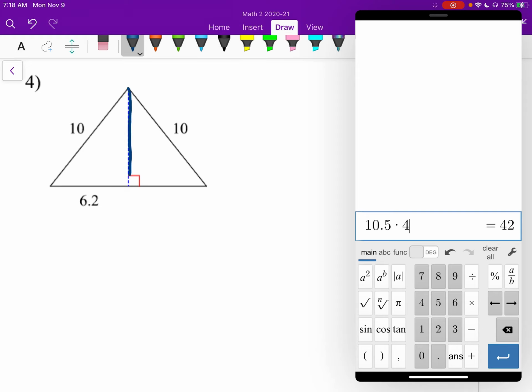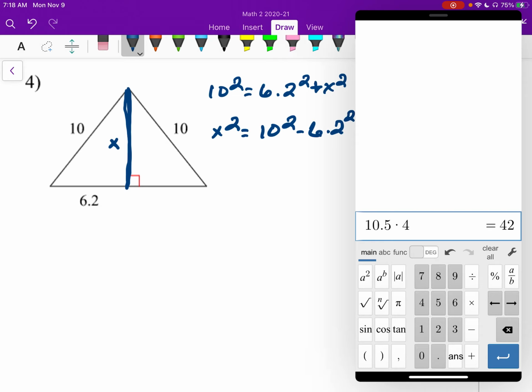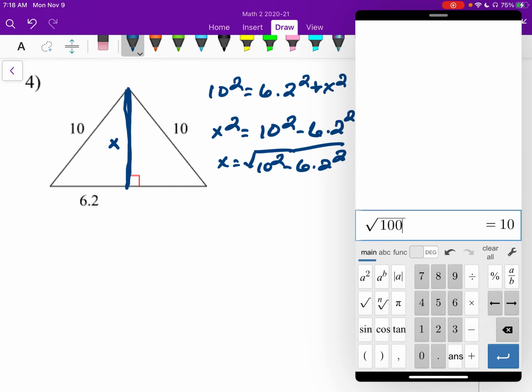We need to find our height here. We'll call it x, and we'll say, well, 10 squared equals 6.2 squared plus x squared. Let me rewrite that a little bit and say, well, x squared equals 10 squared minus 6.2 squared. So x is root of 10 squared minus 6.2 squared. And whenever I type that in, root 100 minus 6.2 squared, I got x is 7.8.